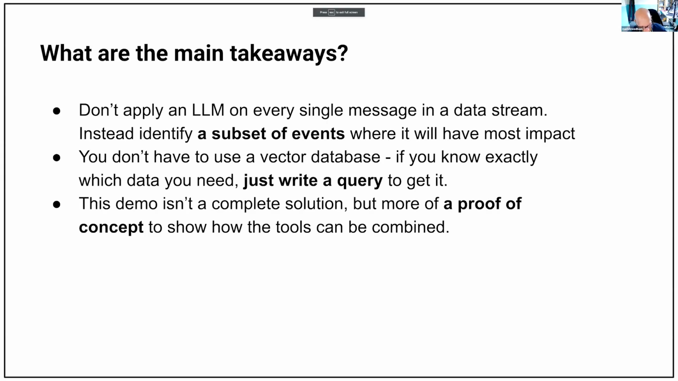So just to conclude, hopefully what you take away is: don't apply an LLM on every message. Just pick a subset of events. You can see it takes three to four seconds for the LLM to come up with an answer, so you don't want this to be blocking stuff. Ideally you want it somewhere where, if your flight's delayed, getting a message within a minute is probably okay.